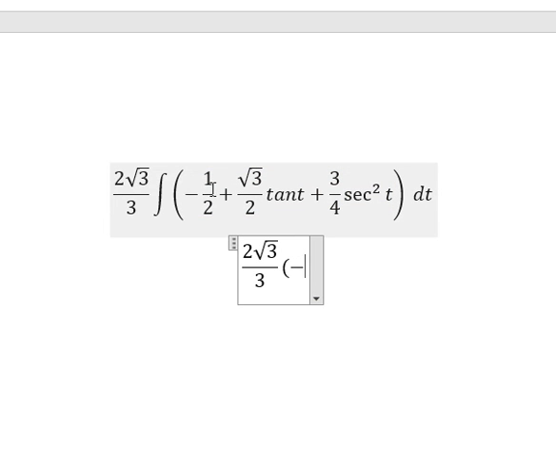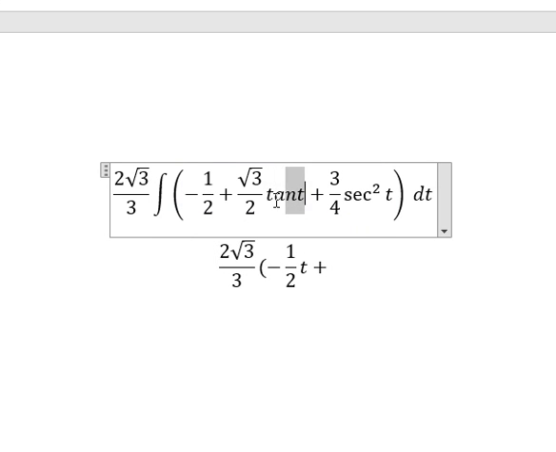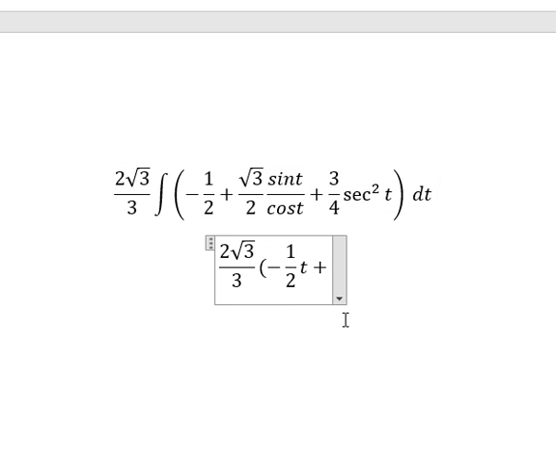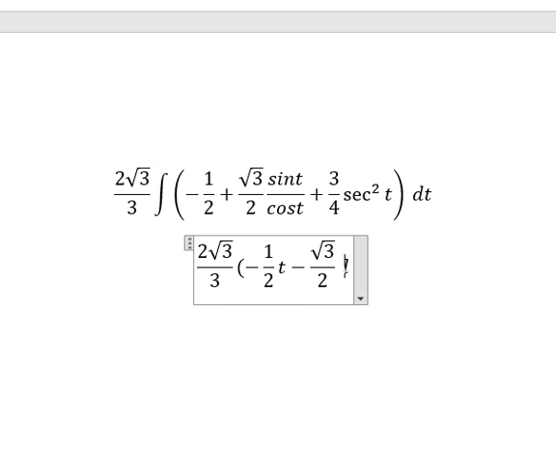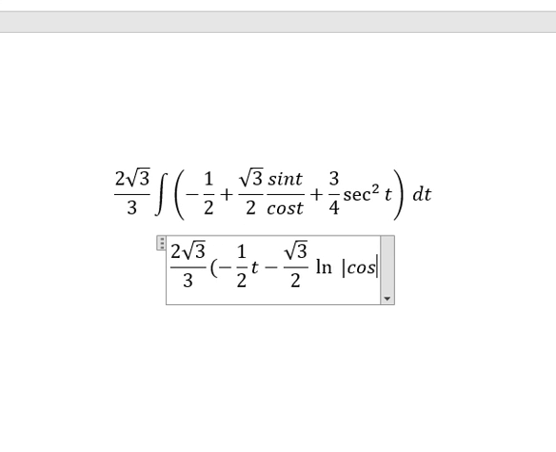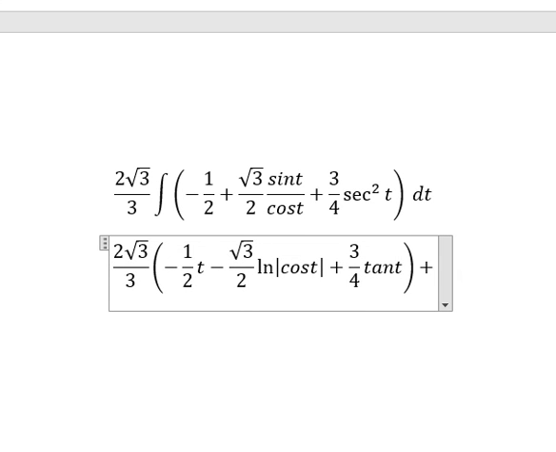The integral of 1 over 2, we have 1 over 2 t. We know that tan t is about sine t over cosine t. The integral of sine t over cosine t, we have negative, and we multiply by this one, ln of the absolute value of cosine t. And the last one is about tan t. And we put about c.